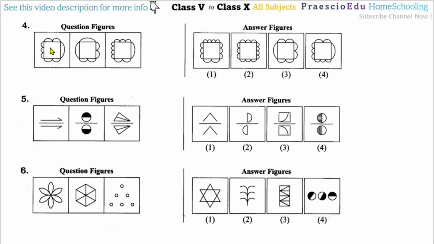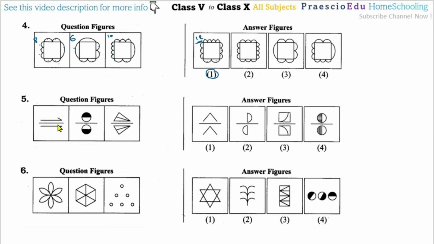Now question number 4. The curves here are 1 2 3 4 5 6 7 and 8. Here 1 2 3 4 5 6. So 1 2 3 4 5 6 7 8 9 10. So the number of curves is always an even number. Continuing, option number 1 has the same criteria, meaning 1 2 3 4 5 6 7 8 9 10 11 and 12. So this one is perfectly matching with the question figure.